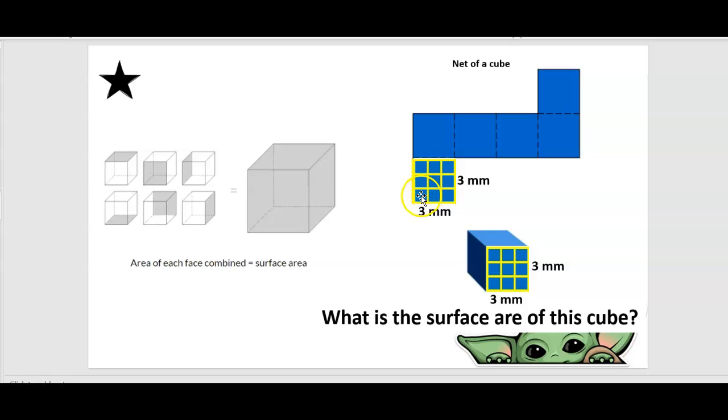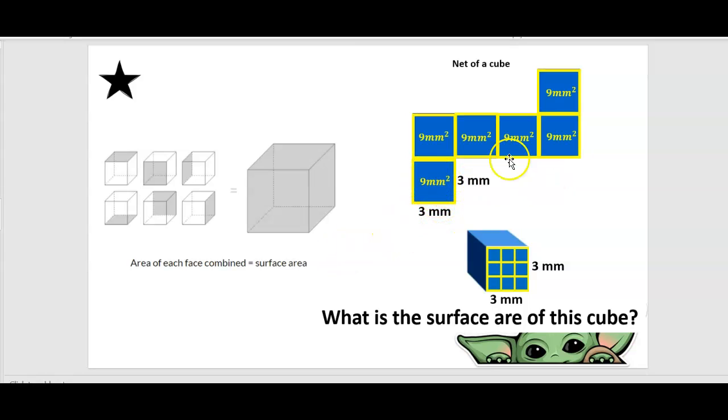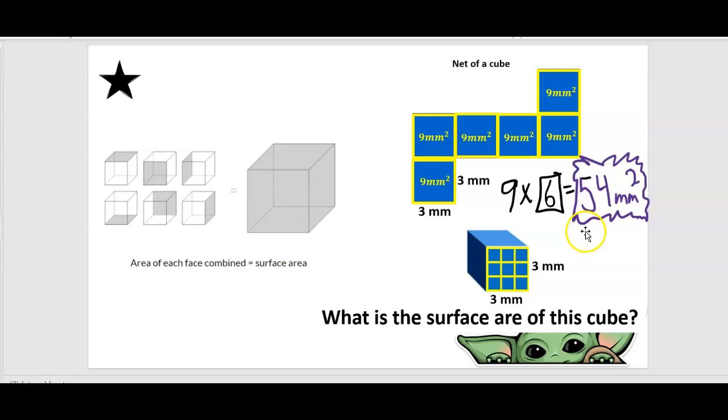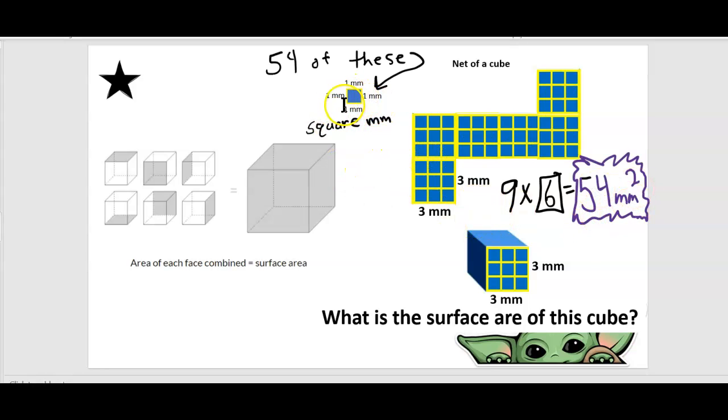So there's a square millimeter, there's a square millimeter, there's a square millimeter, there's 9 square millimeters here, or 9 millimeters squared. And there's how many of those? 6 of them. So take the 3 times 3 times 6. 9 times 6. 6 sides. Yes, 54 millimeters squared. So there would be 54 of these little things here, 1 millimeter by 1 millimeter. That's a square, 1 millimeter square. Got it? Okay. All right.